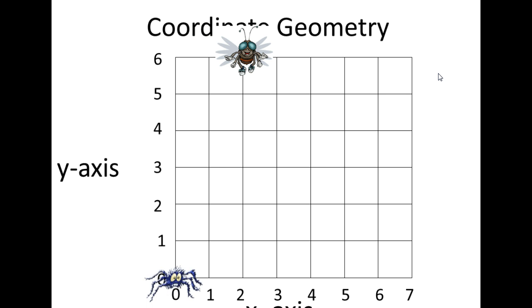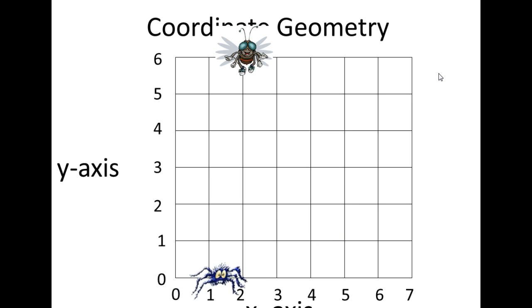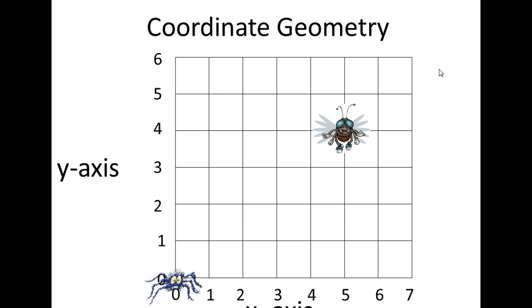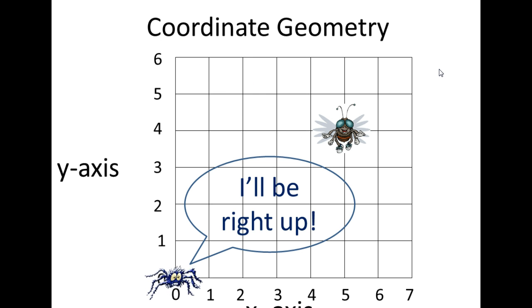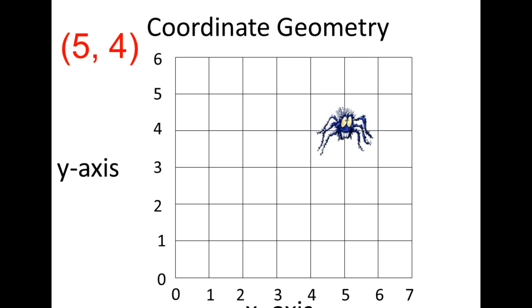Try another one. "I'll be right up." Here he goes. And the spider is now at 2, 6, because he went 2 to the right and 6 up. Spider says he'll be right up. And the spider is now at 5, 4, because he went 5 to the right and 4 up.